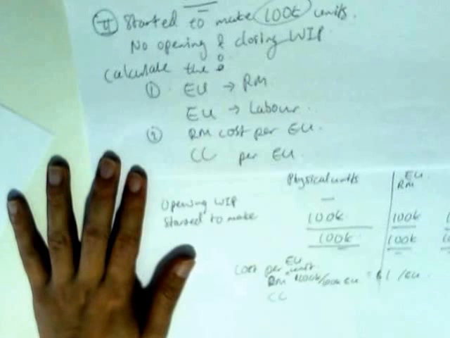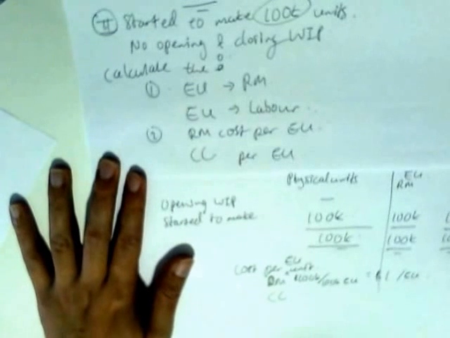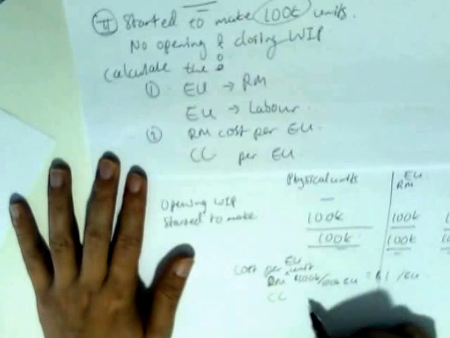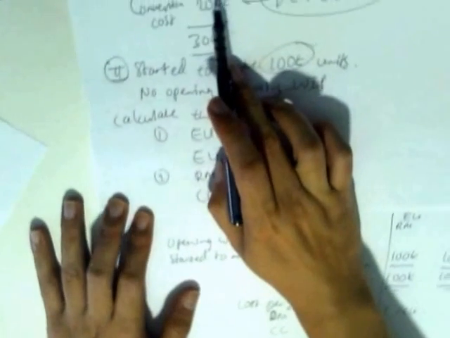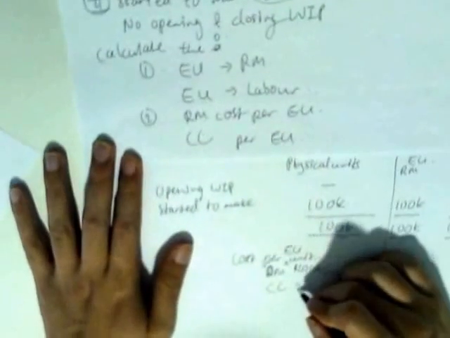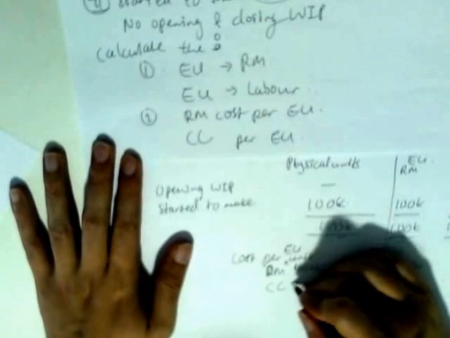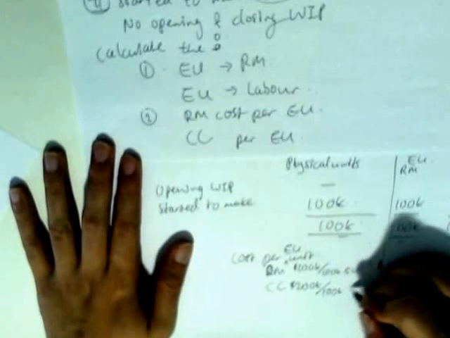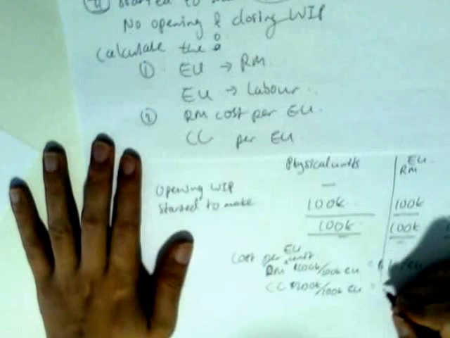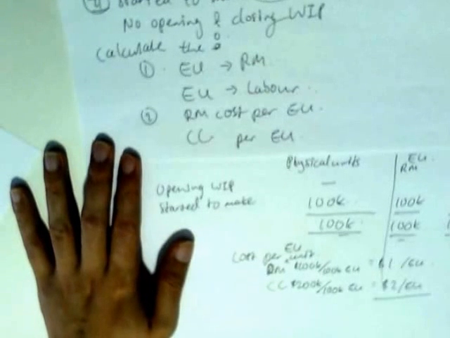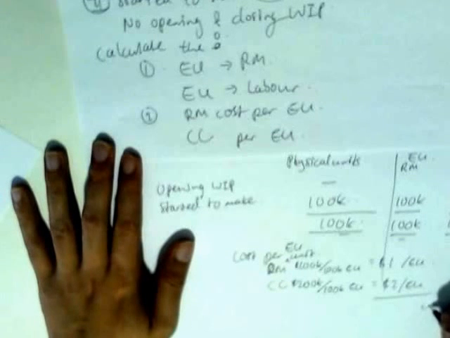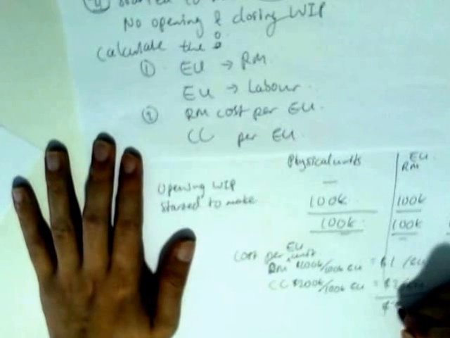And let's go on to the next one, conversion cost. Conversion cost, okay, also known as labor and overheads. Right. So how do we find that? How do we find the conversion cost per unit? Okay, simple. Conversion cost total is 200,000. Divide that by number of equivalent units, and that gives you $2 per equivalent unit, and which tells us that to produce each unit, it will cost you $3.